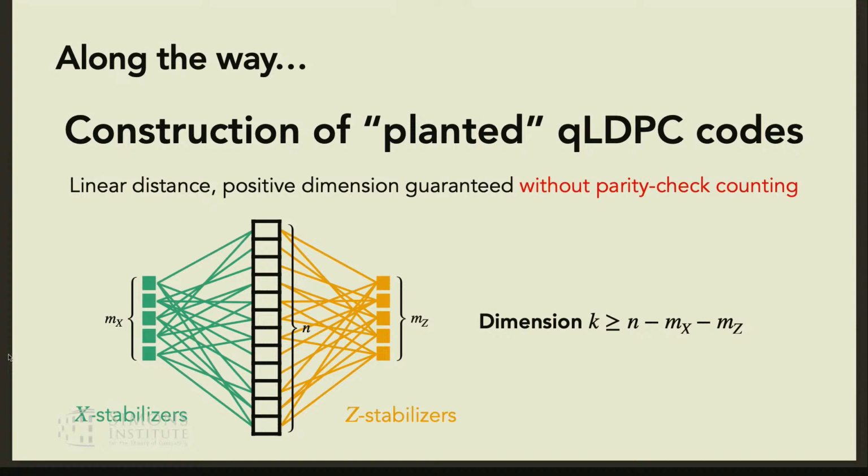Ordinarily, I'll go into details on this later, but ordinarily to bound the dimension of a quantum LDPC code, or at least for these asymptotically good qLDPC codes, we simply count the number of qubits and subtract off the number of stabilizers. But this bound isn't always tight, and we show that we can actually use a completely different method to ensure just some positive dimension. And there are actually some applications of this, why we might want to do this, which I'll again get into later.